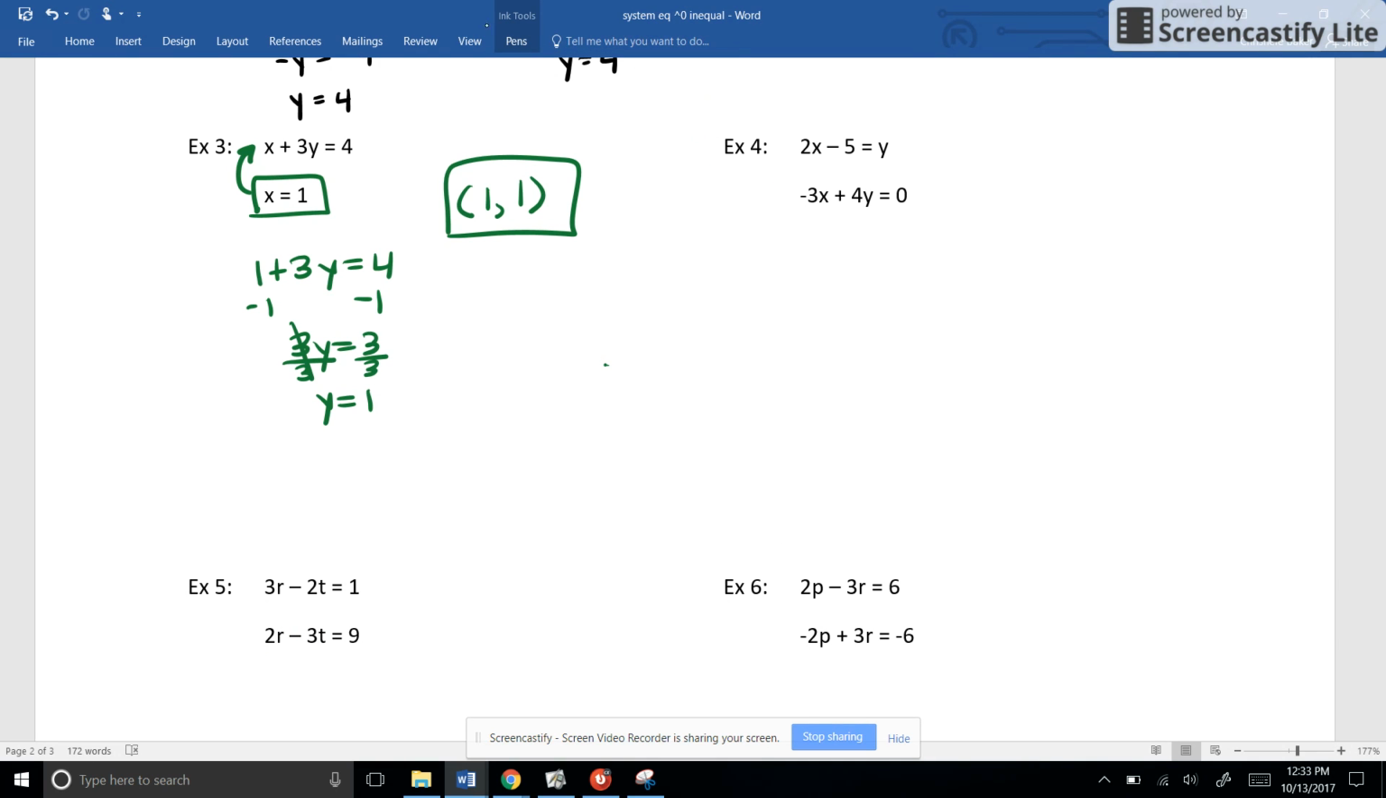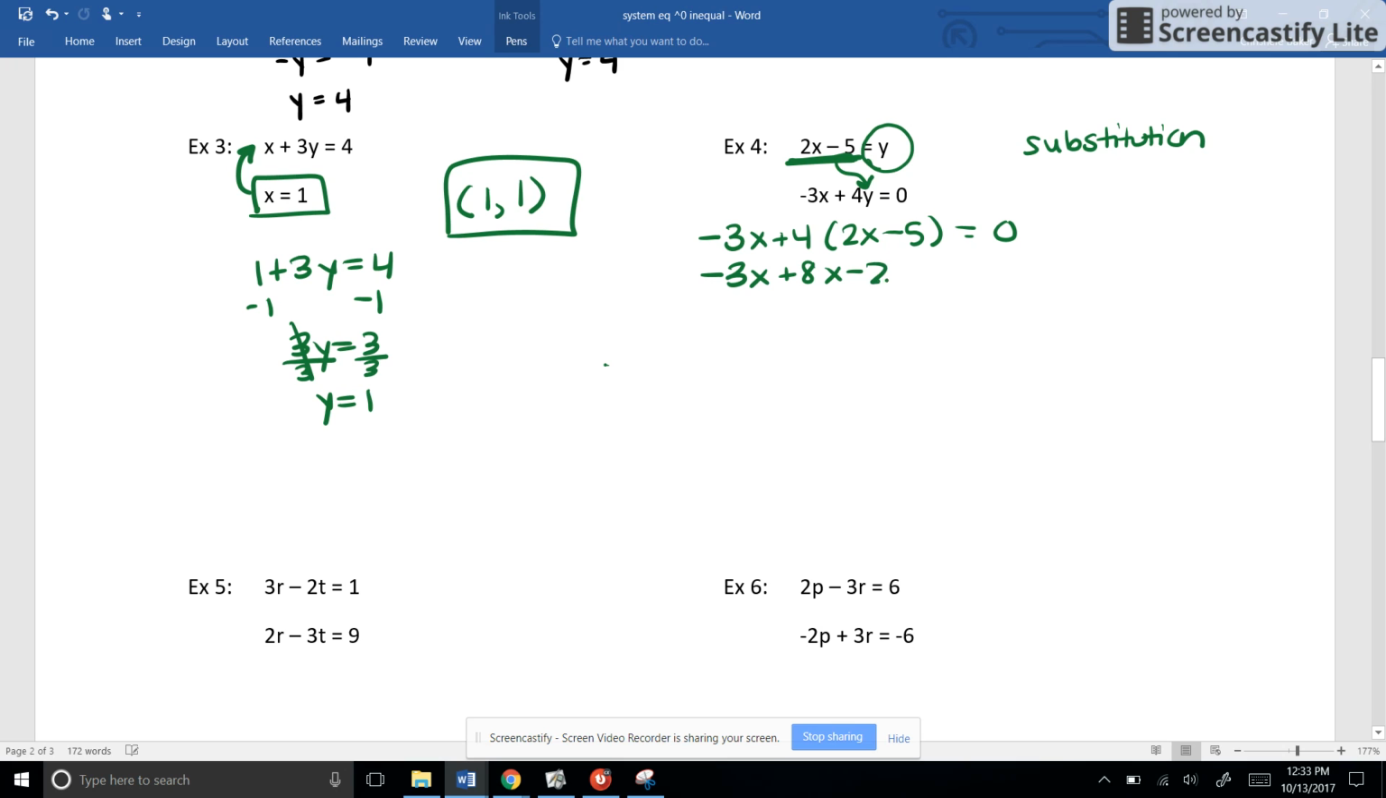In example 4, this is already solved for the variable y. So this is another time when I'm going to do substitution. So I already have a y by itself. So I'm going to take this whole entire function and plug it right in here for y. I'm going to distribute that 4. I'm going to combine like terms. I'm going to add 20 to both sides. And I'm going to divide by 5.